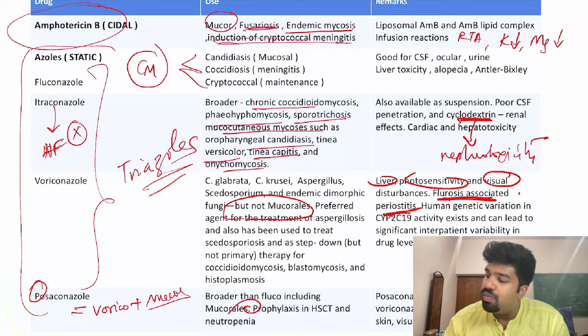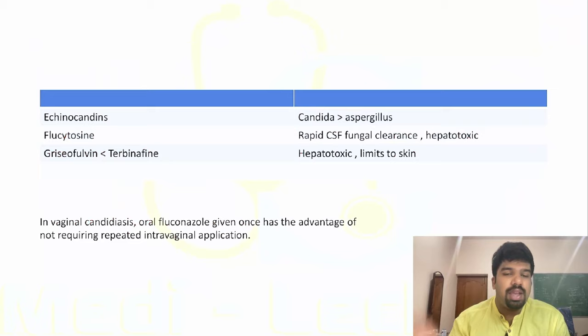These are the important drugs. Coming to echinocandins: caspofungin, micafungin, anidulafungin. All these three fungins are very strong drugs, but they're very limited in their spectrum. They are only used for Candida and, to a lesser extent, for Aspergillus. But they're definitely used for Candida. And even for Candida, they cannot be used in the urine because they never reach adequate levels in the urine.